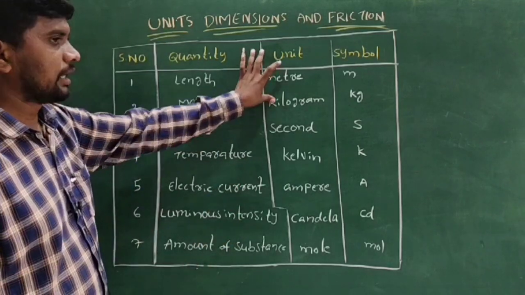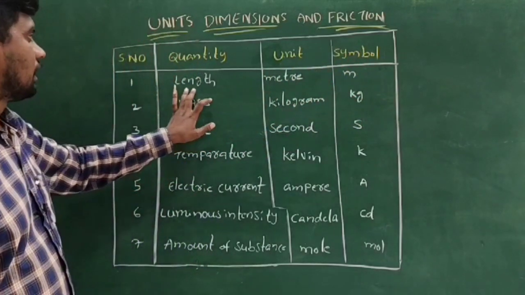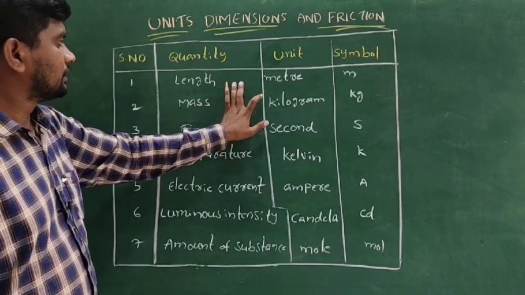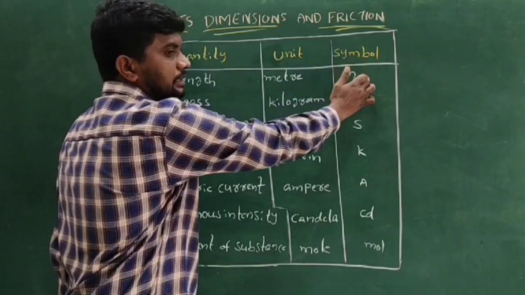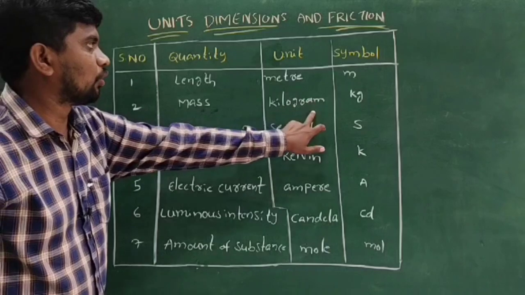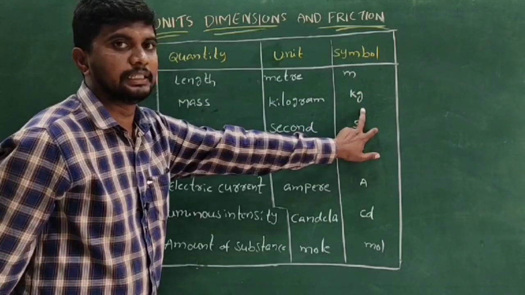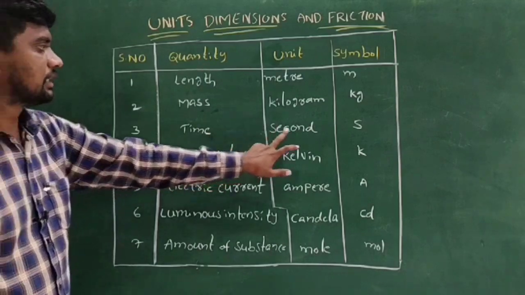The SI units of the 7 base quantities and their symbols. The first one is length. The SI unit of length is the meter. The symbol is m. The SI unit of mass is the kilogram. The symbol is kg. The SI unit of time is the second. The symbol is s.